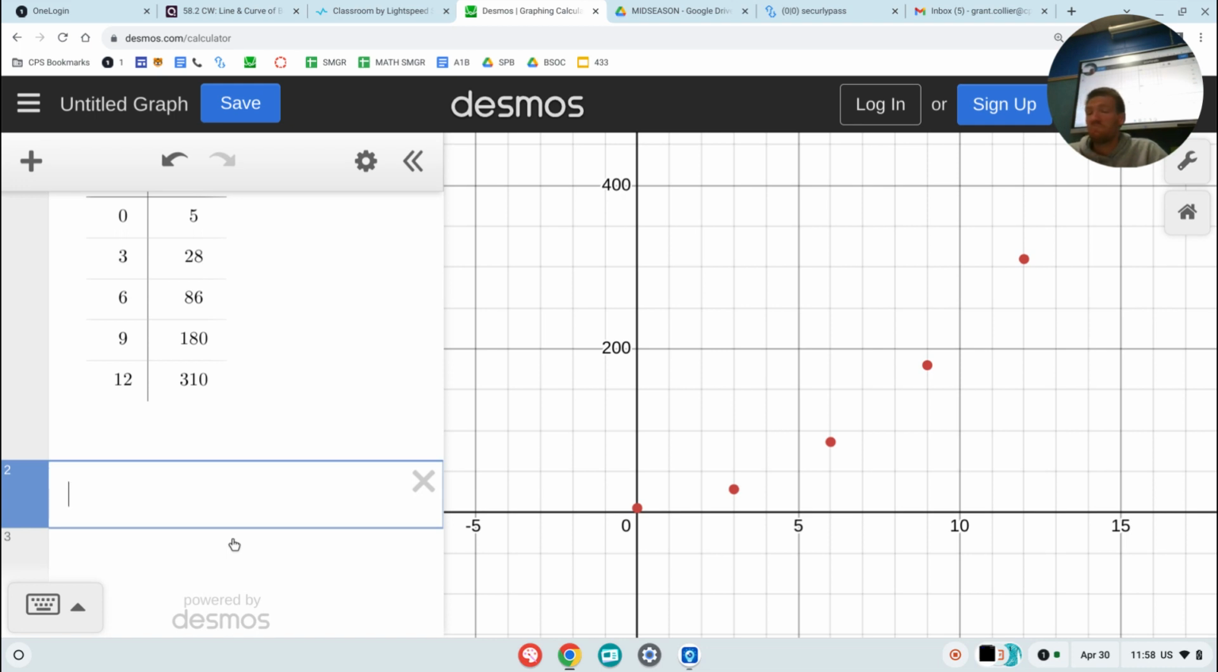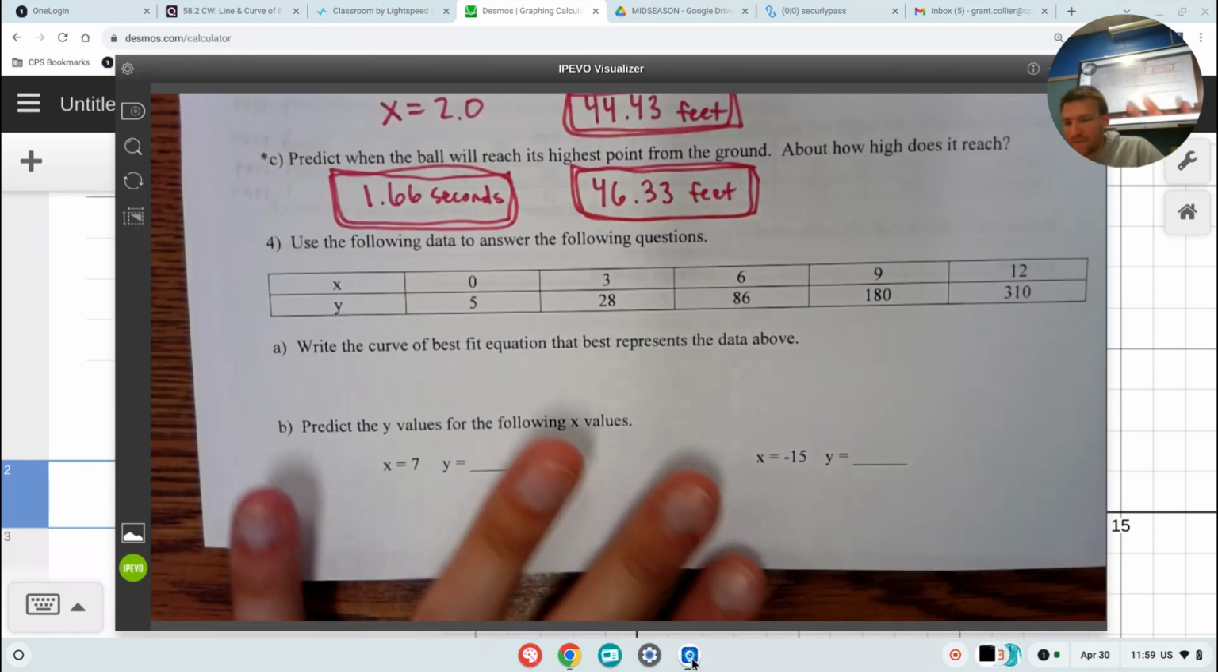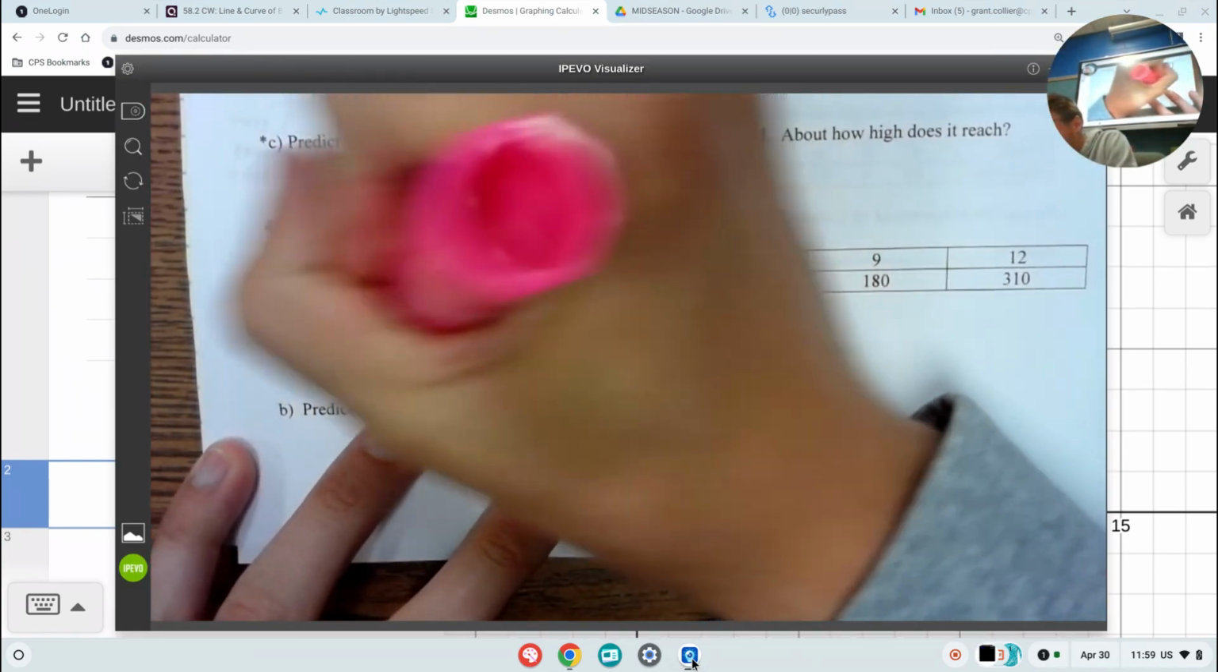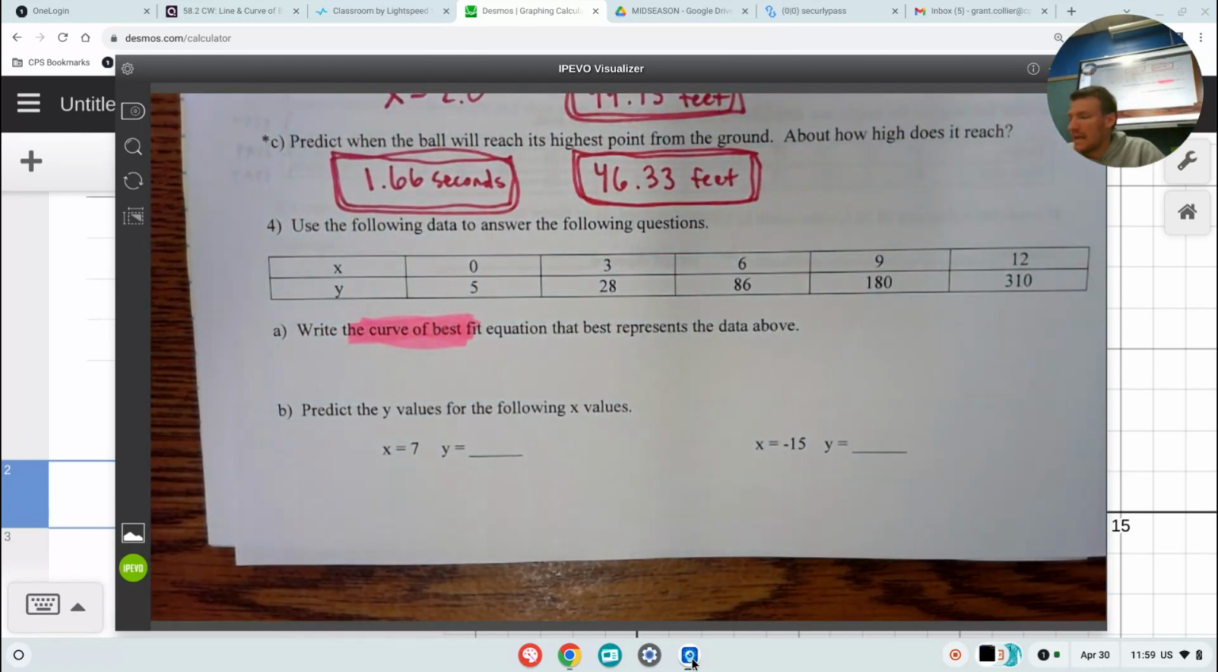If you want, you can try both the line and the curve, but this question straight up says curve. So we don't care about the line, we want to do the curve. In Algebra 1, it's pretty much just going to tell you which one you're supposed to use. In Algebra 2, you kind of have to pick.